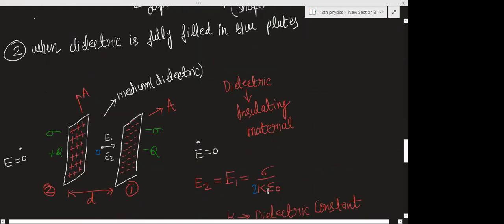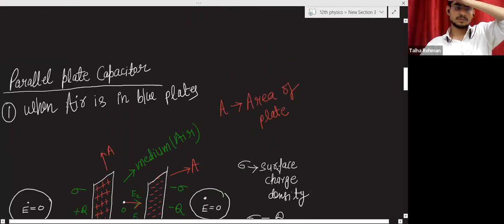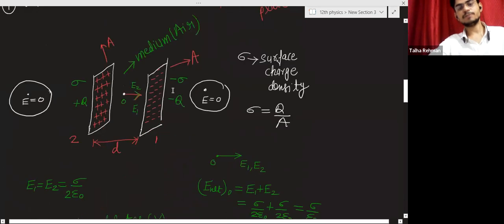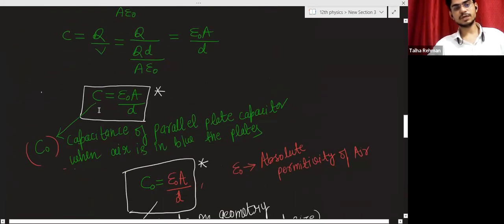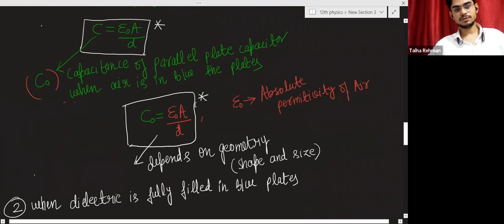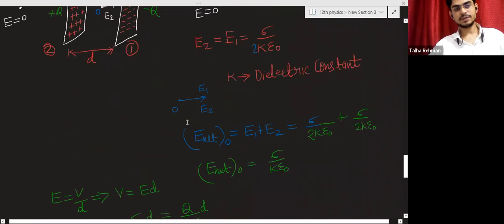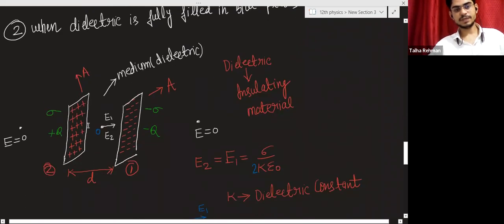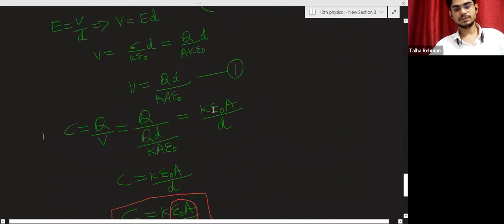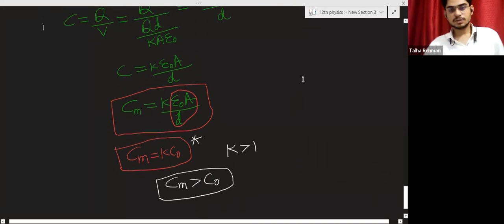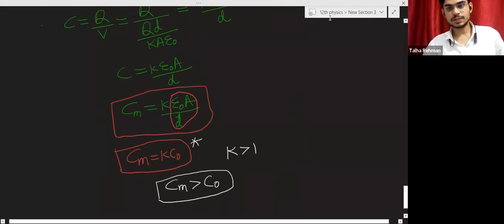So this is all about what we have studied: parallel plate capacitors. When air is in between plates, we got the formula C naught equals epsilon naught A by d, where A is the area of the plate. After that, when a medium fully fills the space between the plates, we got the formula Cm equals K C naught, and K is always greater than or equal to 1, with K equal to 1 for air. So now let's move to the next part.